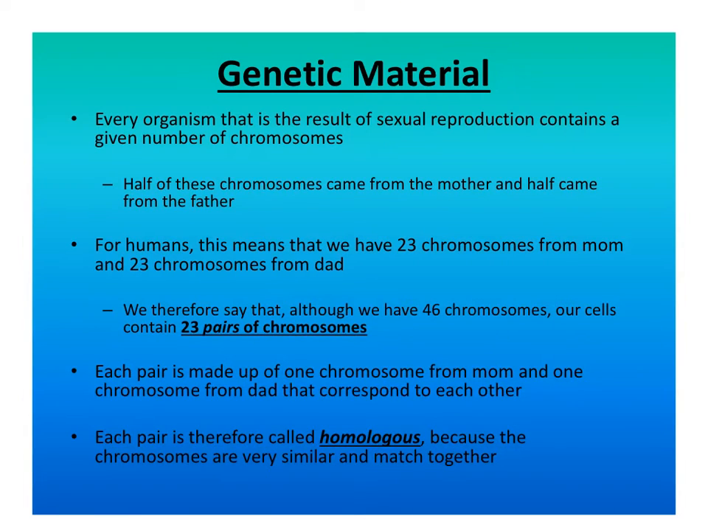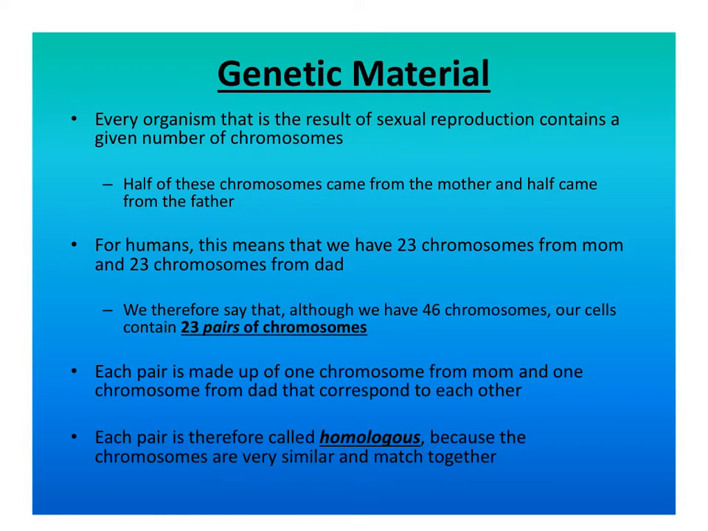Before we get to the true process of meiosis, we need to talk a little bit more about the genetic makeup of an organism and remind you of a couple things from the inheritance material as well. First thing is that every organism, every multicellular organism that results from sexual reproduction contains a certain number of chromosomes. It doesn't have to be 46.